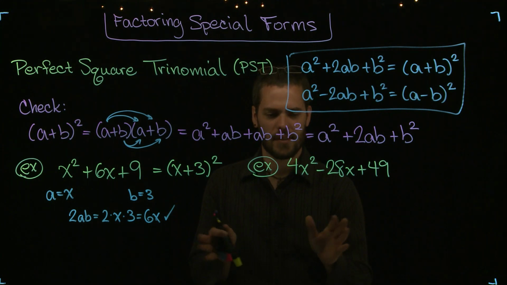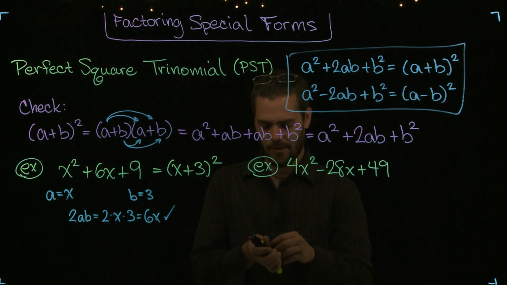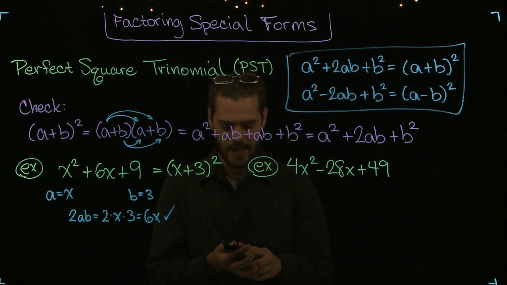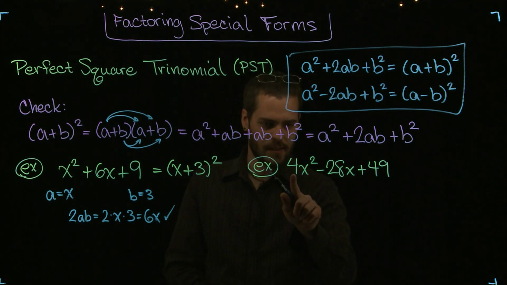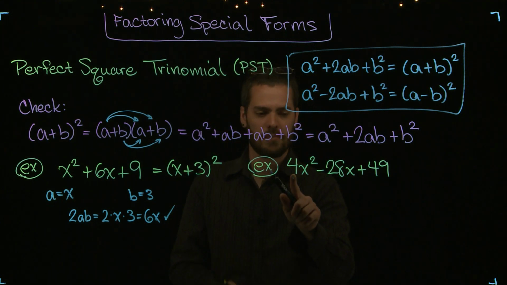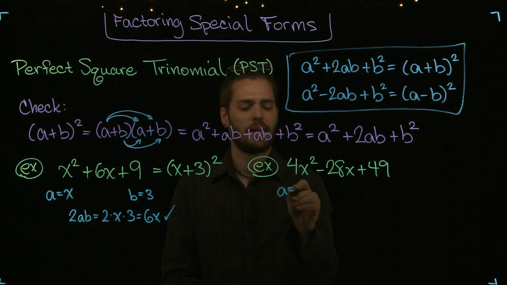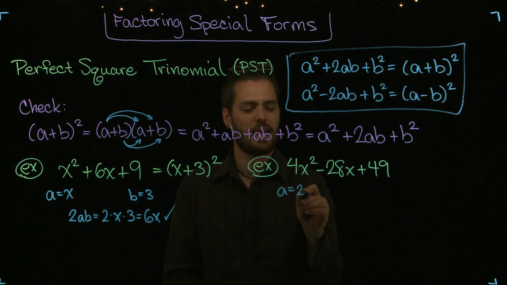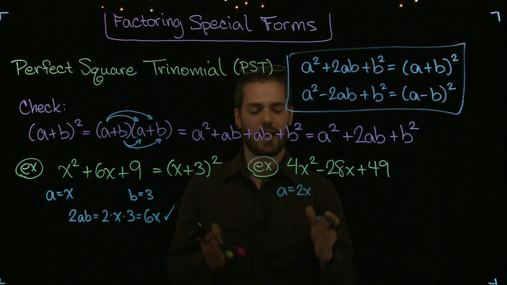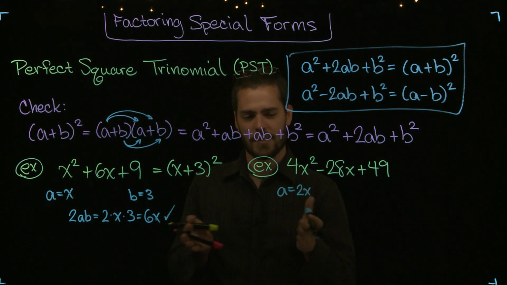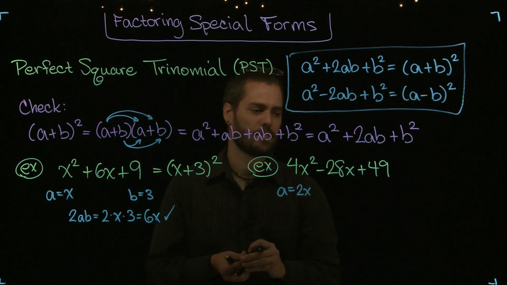Why would I even be curious about that? Well, because I noticed something right away. What I noticed was that this thing is a perfect square. 4 is a perfect square. And clearly x squared is also a perfect square. So I can say, if I'm trying to match it up, a is equal to 2x, because 2x squared is 2x times 2x, which gives me 4x squared.